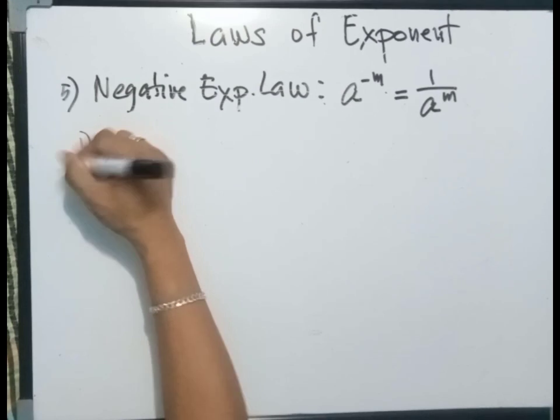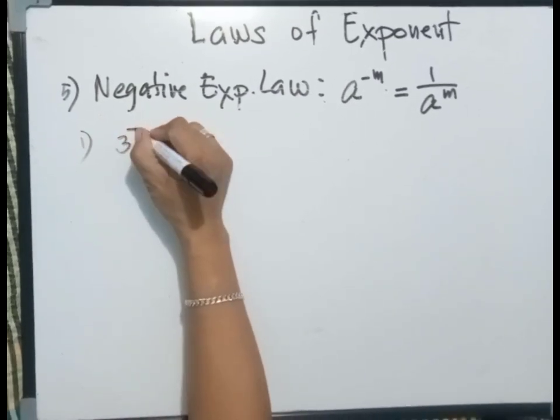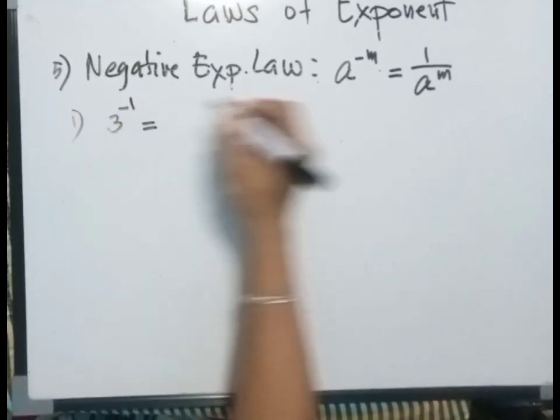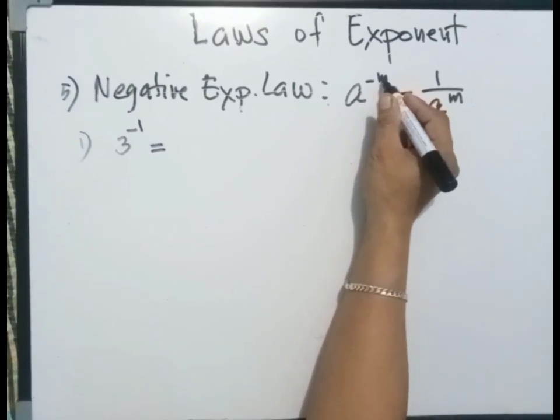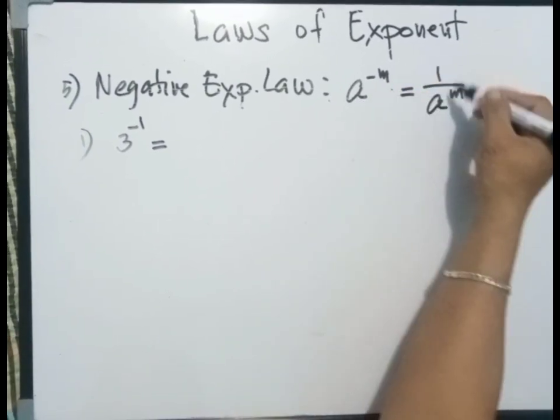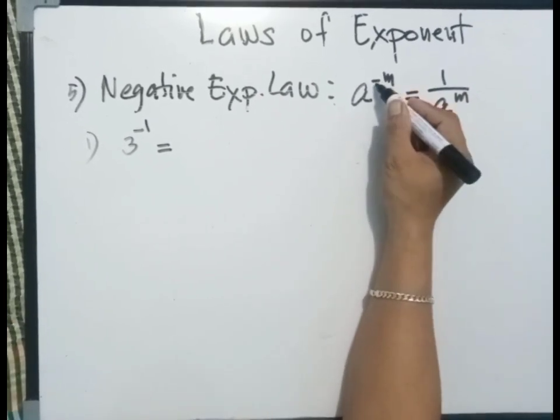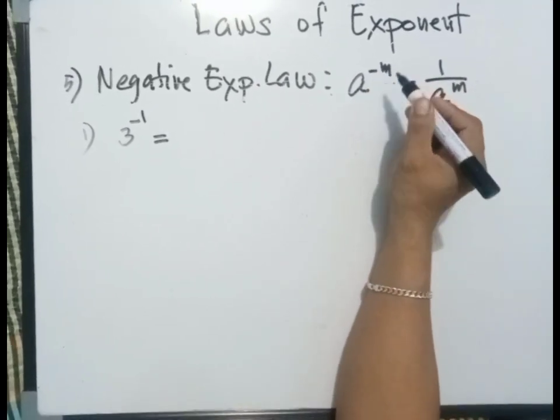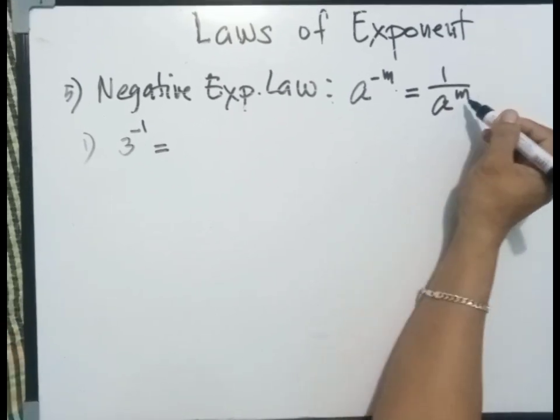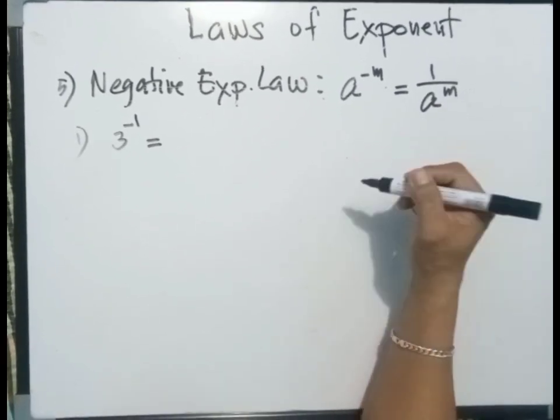Example number 1. 3 raised to negative 1. Katulad lang to ng a raised to negative m. Ibababa natin siya para maging positive exponent. Kasi expressions with negative exponent are not considered simplified. Pag positive exponent na siya, simplified na siya.